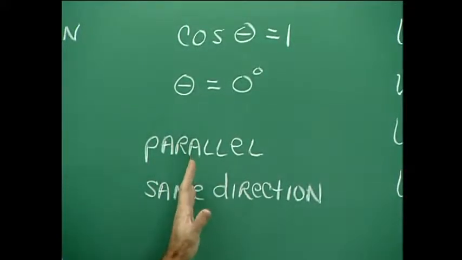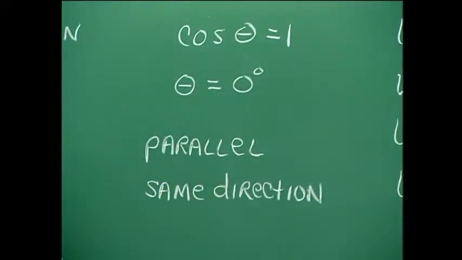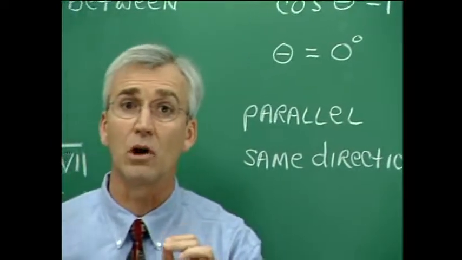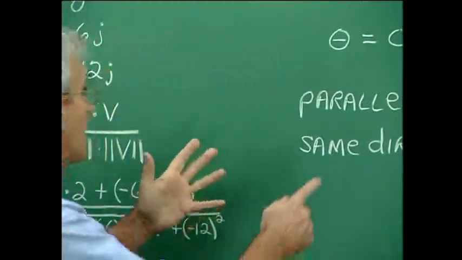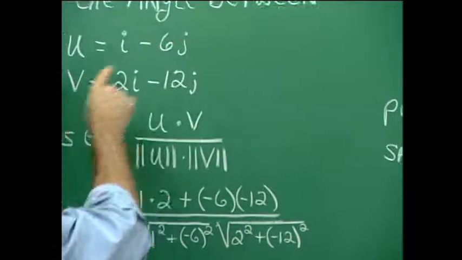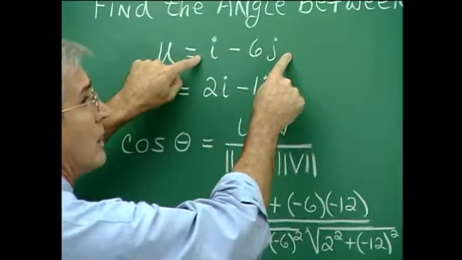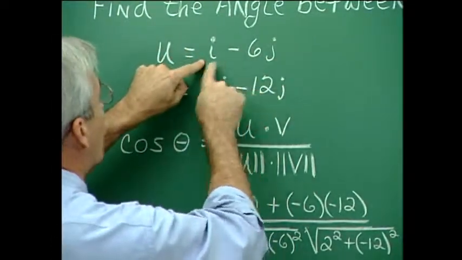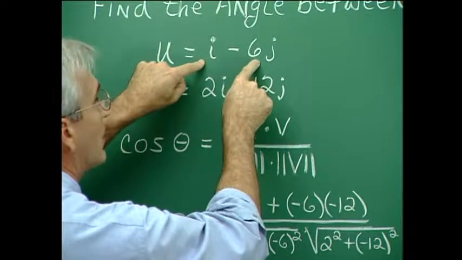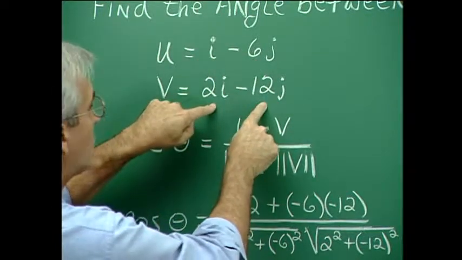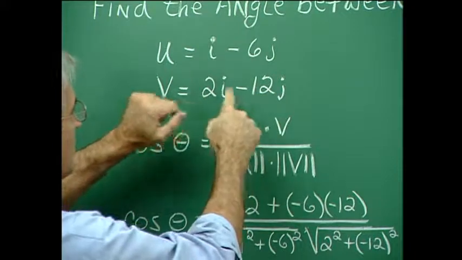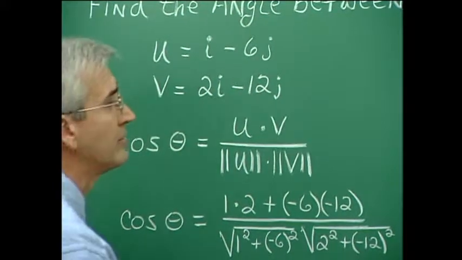Now, under this circumstance, remember we talked about the idea that one of them can be written as a scalar multiple of the other. And it's pretty easy to see that v is just double u. Just double these components right here, double i and double the negative 6j, and we get 2i - 12j. So no surprise for the outcome here.